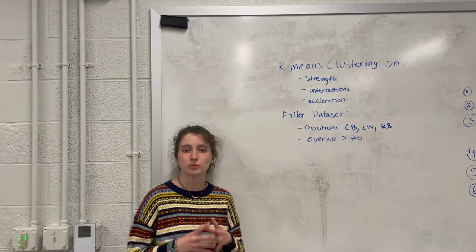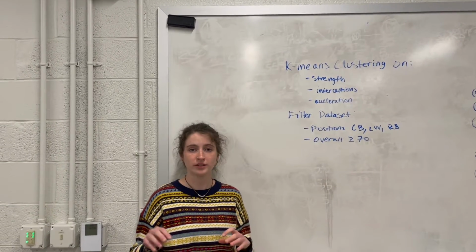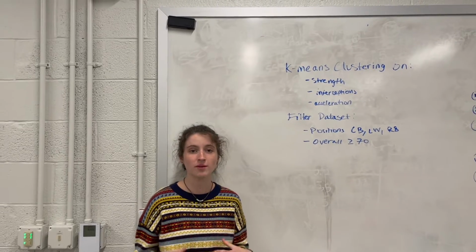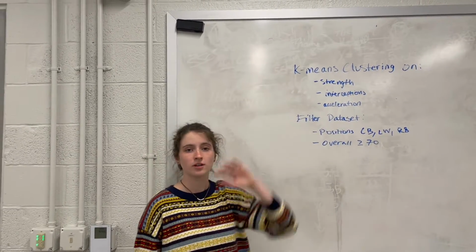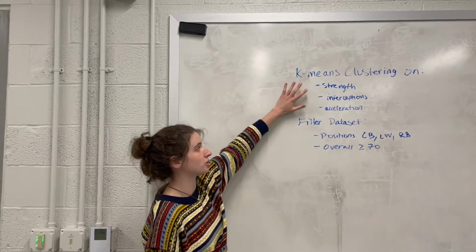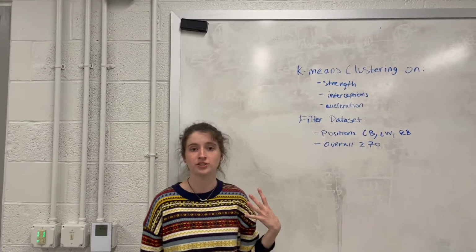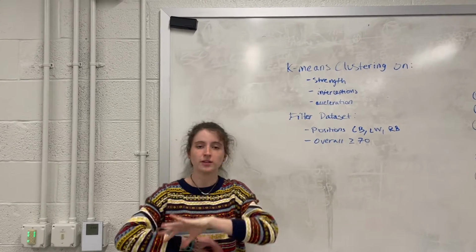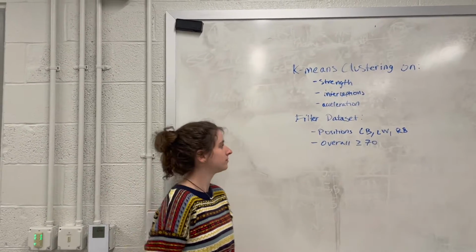Okay, so we're using the FIFA19 dataset, looking at soccer players, and we want to use k-means to make three clusters with three characteristics. And those three characteristics are strength, interceptions, and acceleration. And we're going to use those to sort out the dataset, put them in three groups.